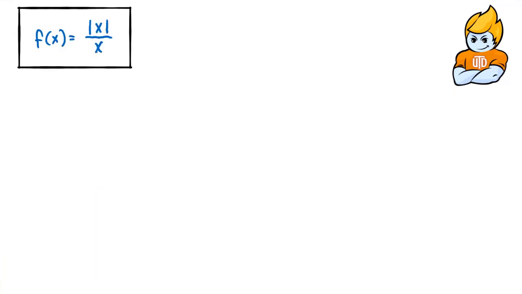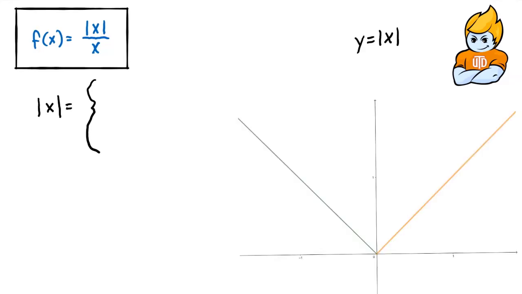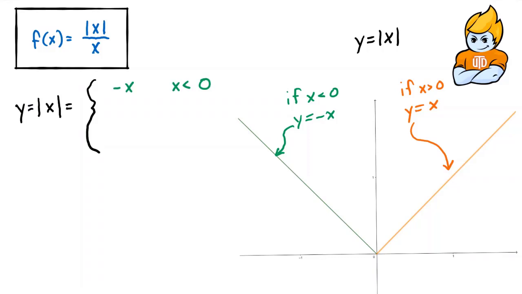Next, we're going to take a look at the function absolute value of x divided by x and rewrite it as a piecewise function. We're first going to review how the absolute value of x can be written as a piecewise function. Looking at the graph of the absolute value of x, if x is negative, then the absolute value of x is represented by the negative sloping line y equals -x. If x is positive, then the absolute value of x is given by the positive sloping line y equals x. So we can write that y is -x if x is negative, and y equals x when x is positive.